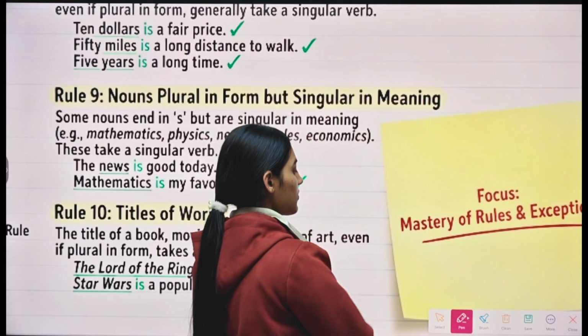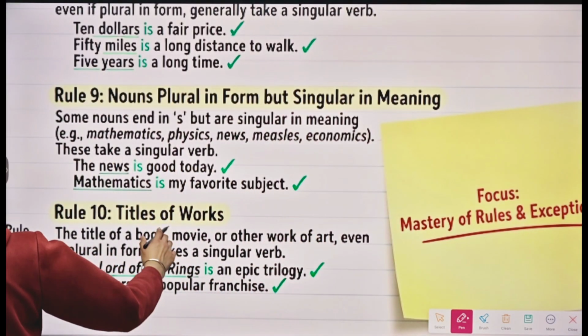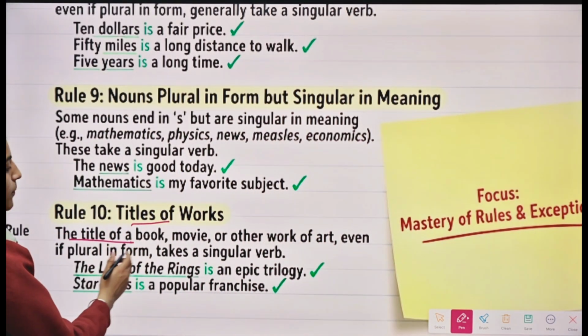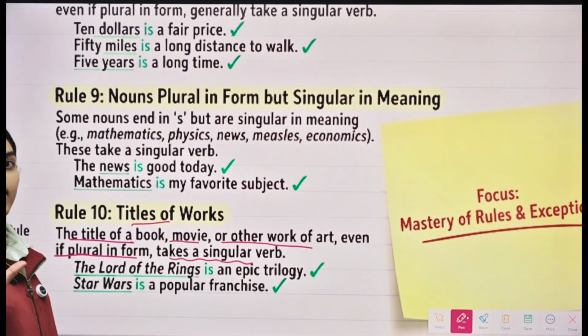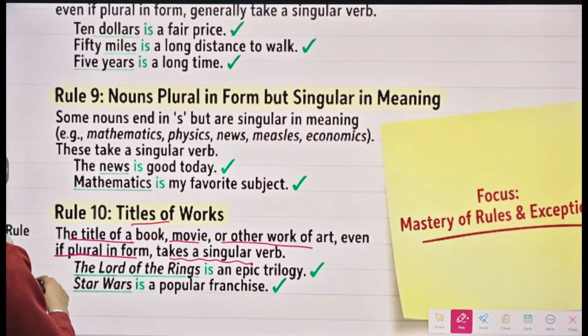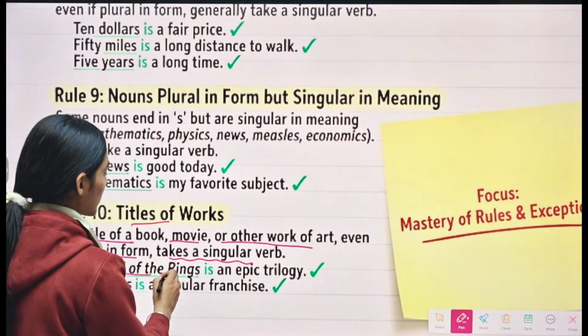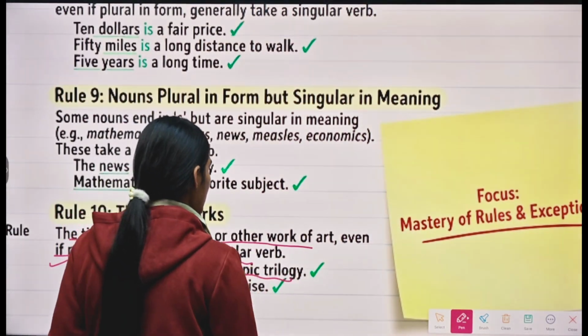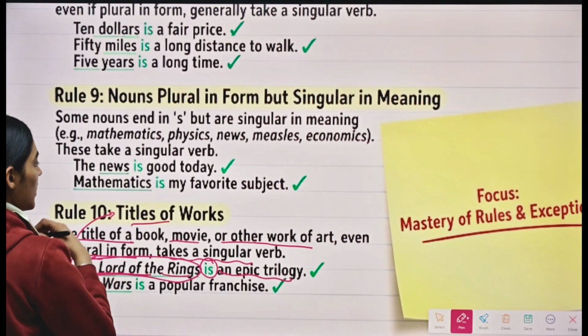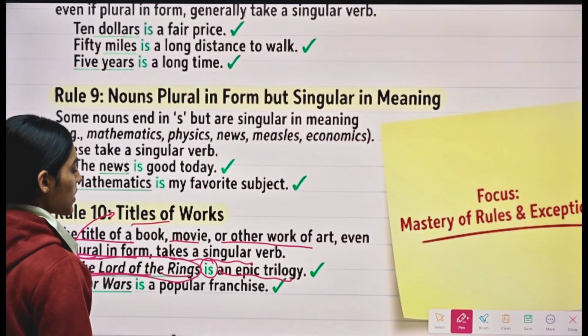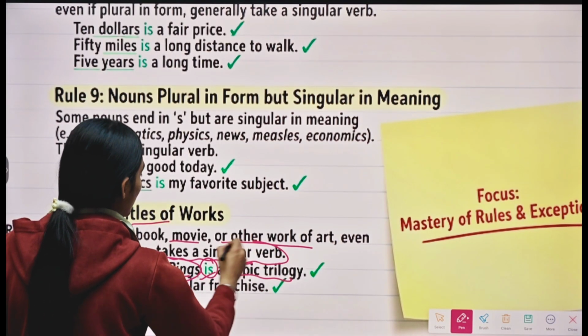Then we have titles of works. Whenever there is the title of a book, movie or other work of art, even if the plural form is there, always take a singular verb. Now let's see the example. The Lord of the Rings is an epic trilogy. Here The Lord of the Rings is the title of someone's work, so we will use a singular verb over here.